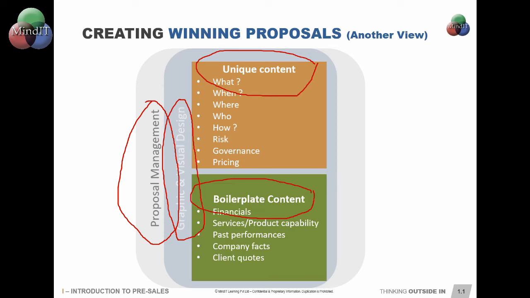I hope you remember that. So by being more efficient in the boilerplate content, it contributes significantly to your ability to provide the unique content, which in turn is what is likely to contribute towards a win. So recognizing these two contributors towards your end proposal is important, because that way you can organize your proposal function or your pre-sales function to deliver efficiency and effectiveness both together as part of your proposal process.